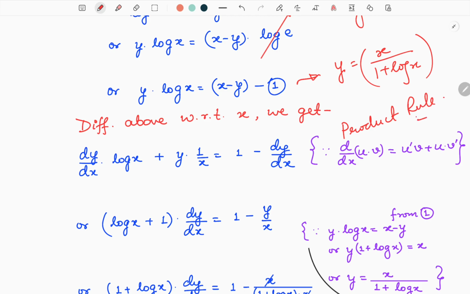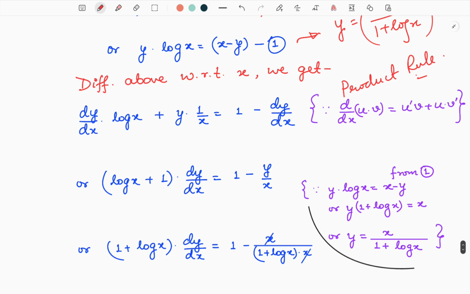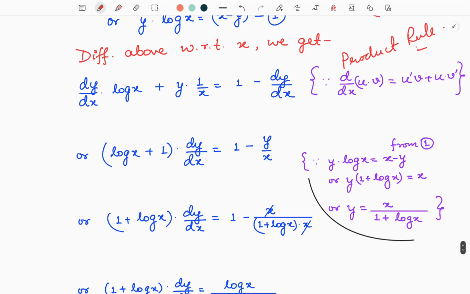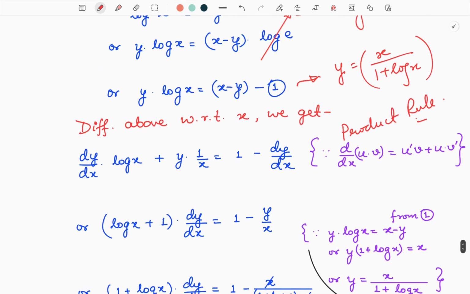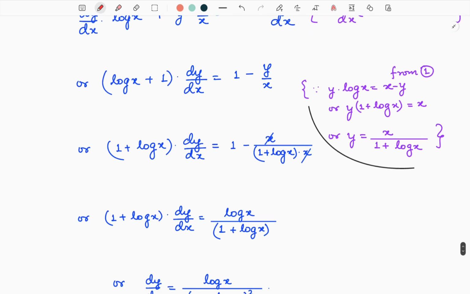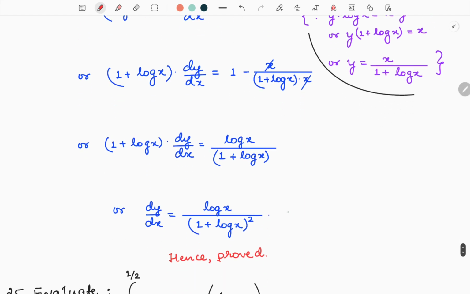d by dx of uv is equal to u dash v plus uv dash. Now take dy by dx on the LHS. And taking dy by dx common, you can get a factor of 1 plus log x. And in the RHS, 1 minus y by x, put the value of y from the above in this equation. And rearranging all the terms on one side and keeping dy by dx on the LHS, you will get the answer as dy by dx as log x upon 1 plus log x whole square. So we are asked to prove that dy by dx will be log x upon 1 plus log x whole square.